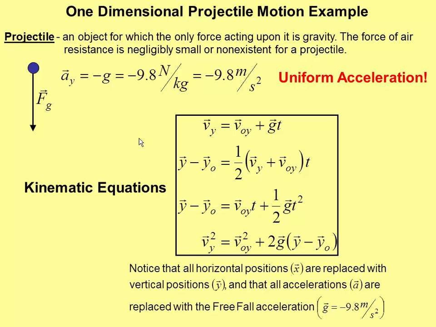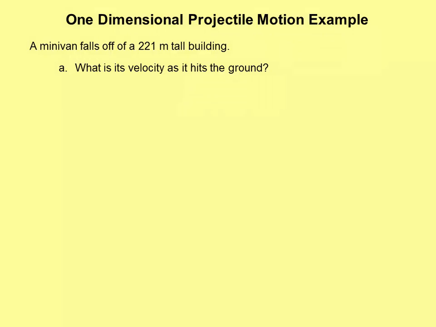So today I want to do an example with you and show you how we're going to use the kinematic equations and a few tricks that will help you use them correctly. First of all, here's our problem. For some reason, a minivan is going to fall off of a 221 meter tall building. I don't know why it's up that high, but it is.